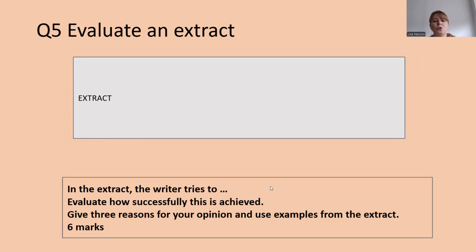Question 5 is your next evaluation question. This time your evaluation is going to be of text 2, and you're going to have an extract. So you don't need to evaluate the entire text. You'll have an extract to look at. And the phrasing is going to be something like, in the extract, the writer tries to, and again, there'll be a particular focus, just like there was in question 2. Again, you're going to have to evaluate how successfully this is achieved, and you're going to give 3 reasons for your opinion and use examples from the extract, and you're going to gain 6 marks for that, and you're going to do that in 10 minutes.